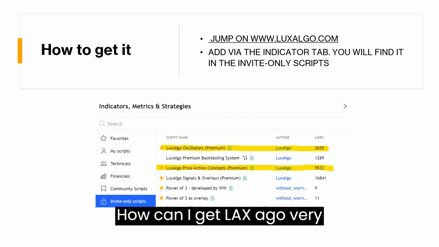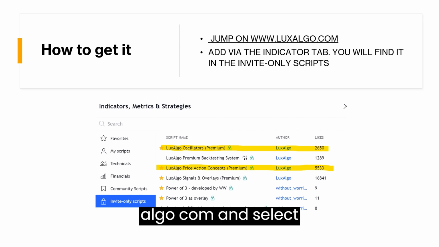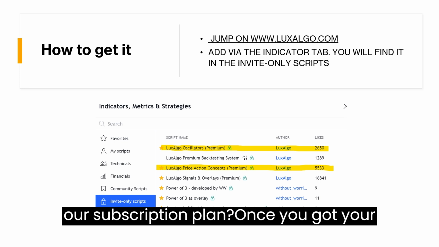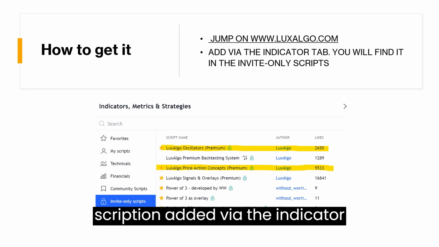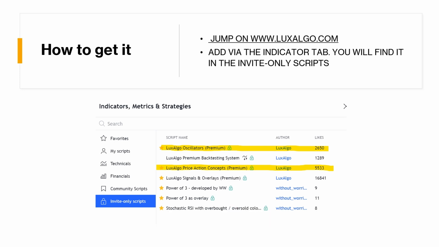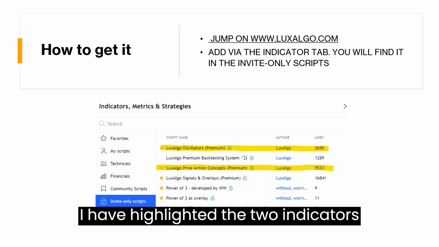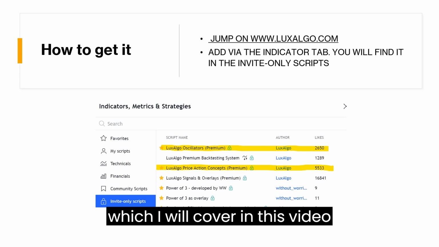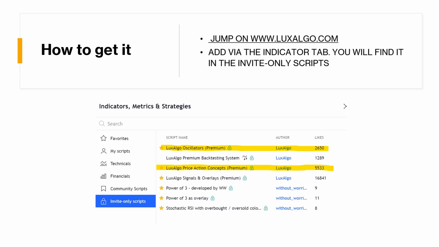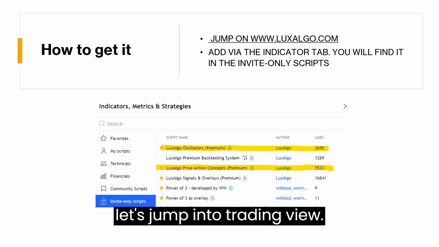How can I get Lux Algo? Very easy. Jump onto the website luxalgo.com and select a subscription plan. Once you've got your subscription, add it via the indicator tab. You'll find it in the invite-only scripts as highlighted below. I have highlighted the two indicators which I will cover in this video; add them to your chart. Okay, so let's jump into TradingView.